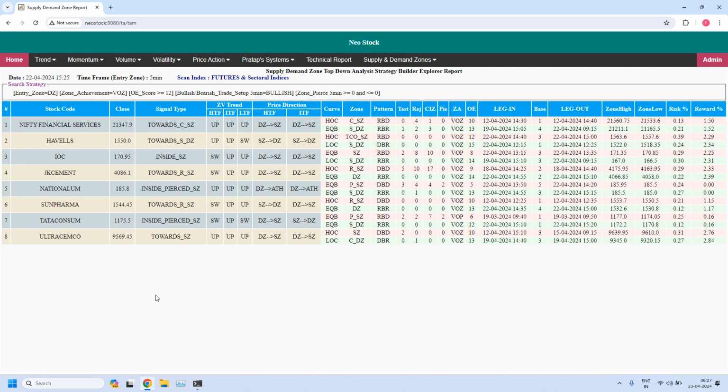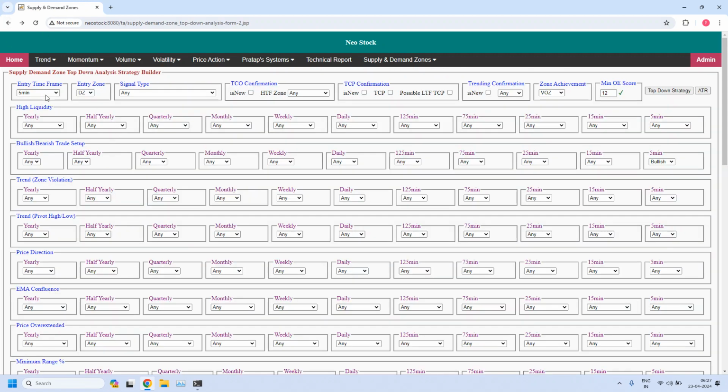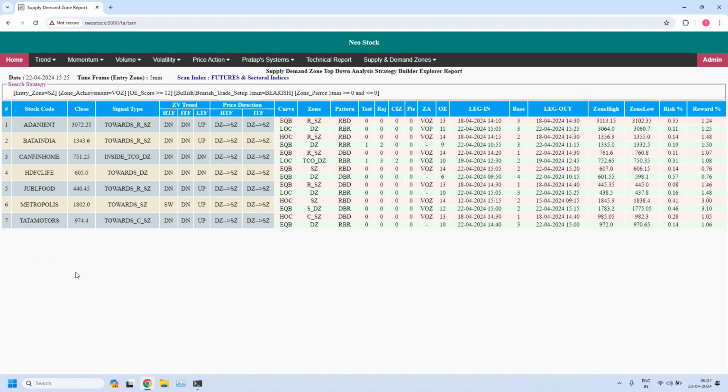Now we will generate a bearish trade setup for hourly income trade. So let me go back. Entry time frame is 5 minutes for a bearish trade setup, hourly income trade, but entry zone should be supply zone. And also in bullish or bearish trade setup parameter, in 5 minutes time frame I am selecting bearish. And the remaining filters are the same as what we set earlier. Now let us filter. Now all these 7 stocks are supporting bearish trade setup for hourly income trade.